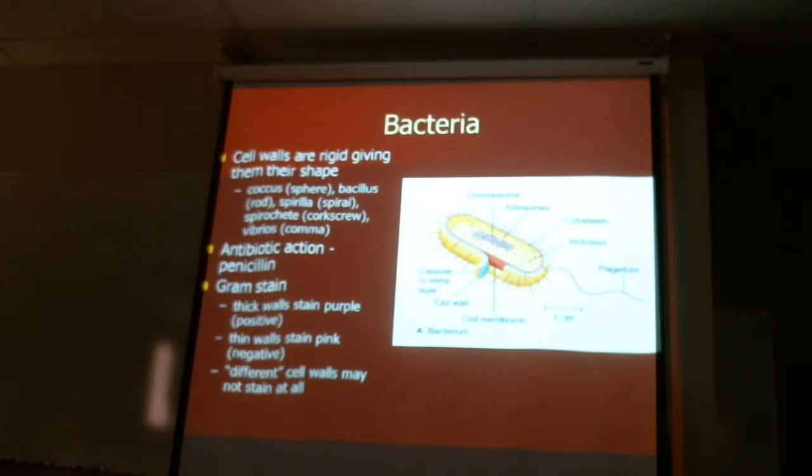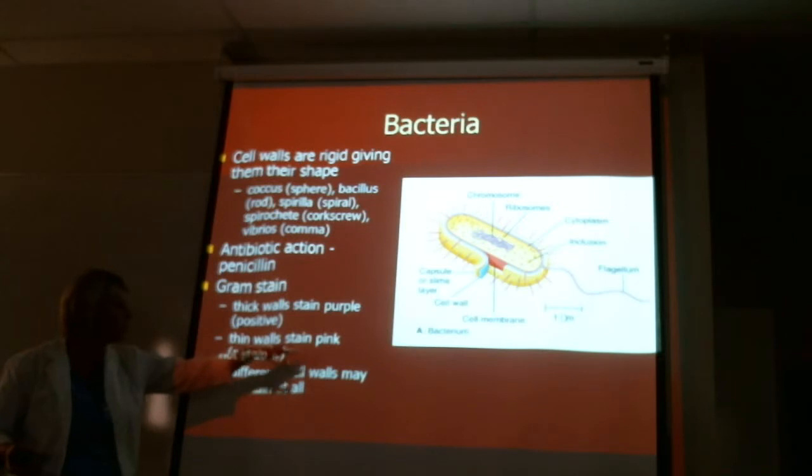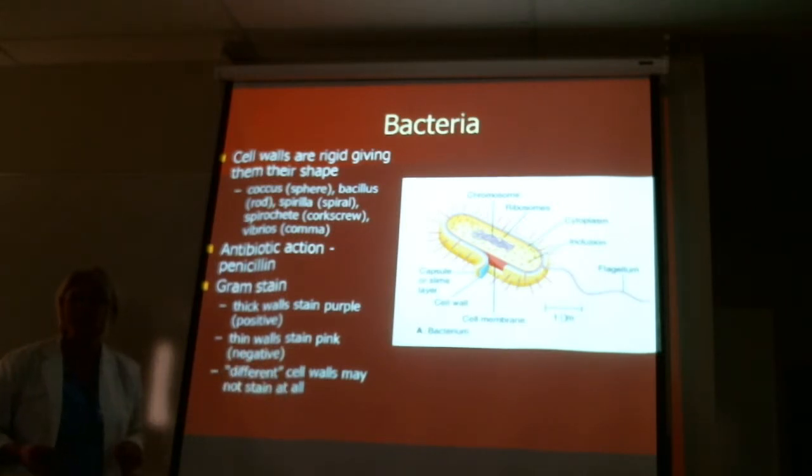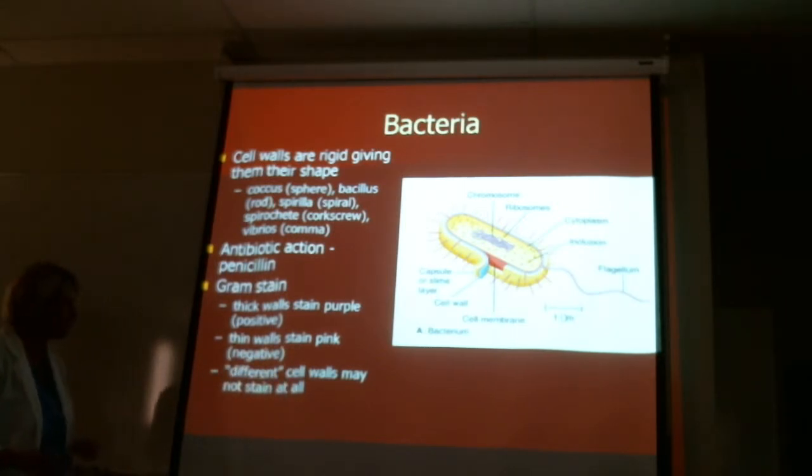Two different dyes are used. So in this scenario, the organisms that have a thick cell wall stain purple, and those are called gram positives. The organisms that have a thinner cell wall lose that first color and end up staining with a secondary color, a pinkish red, so they're gram negative.